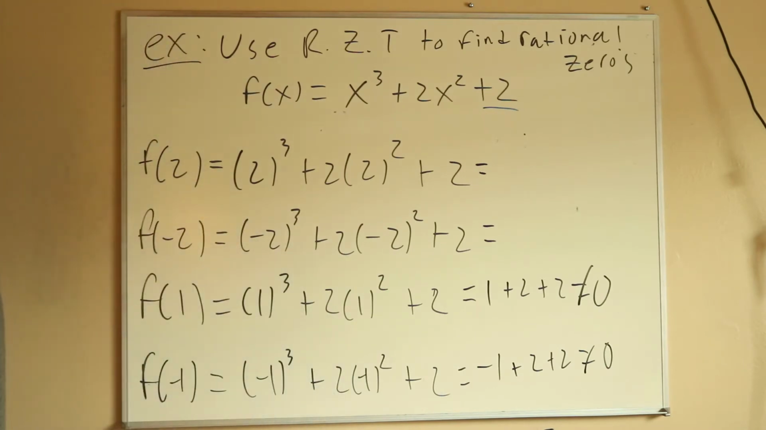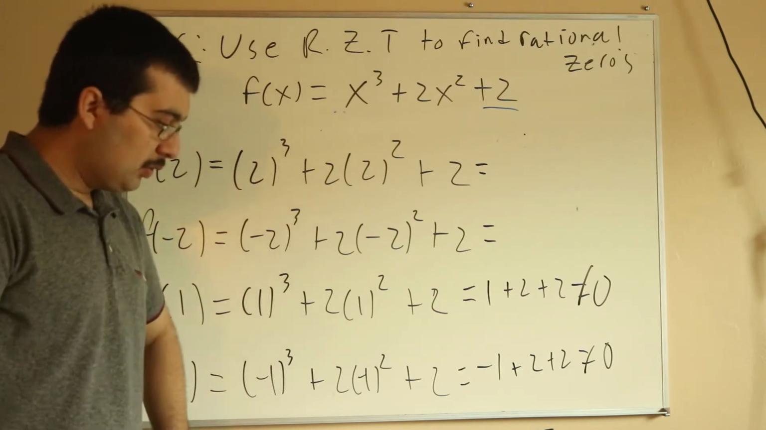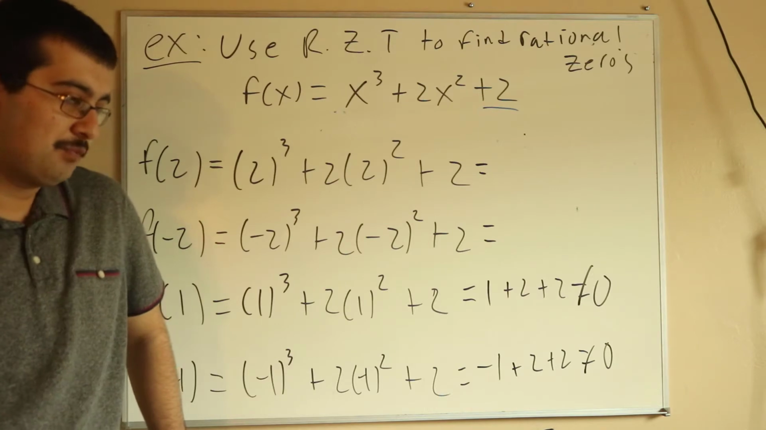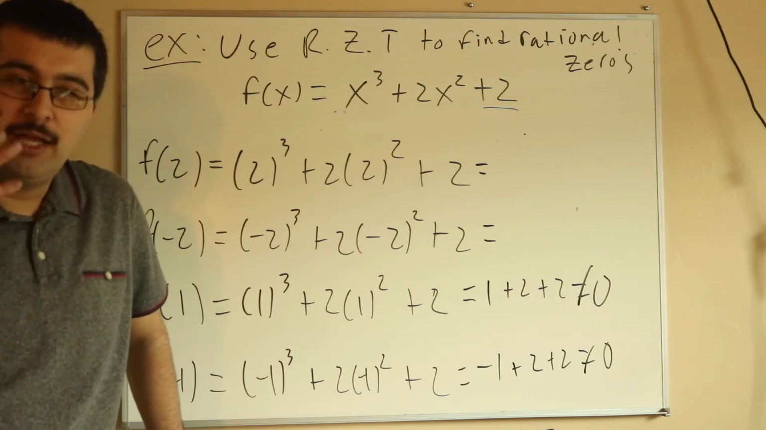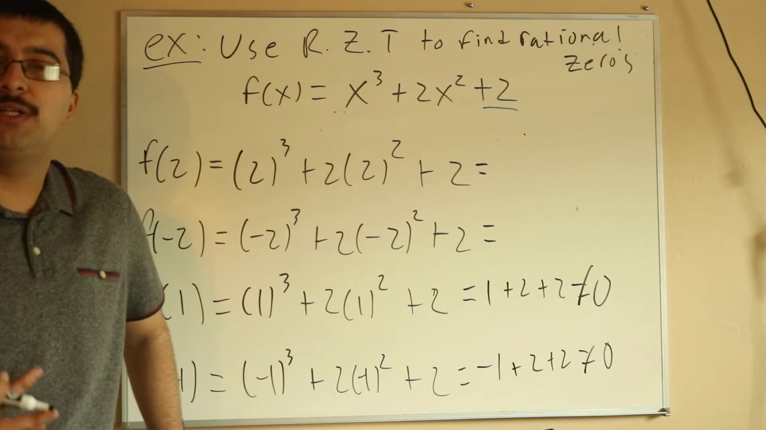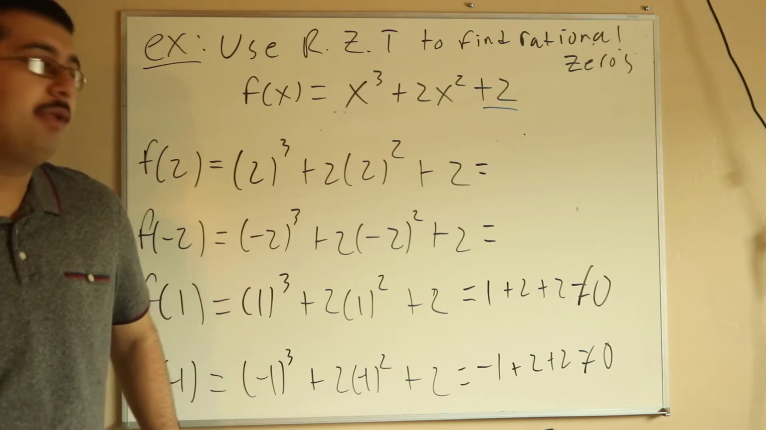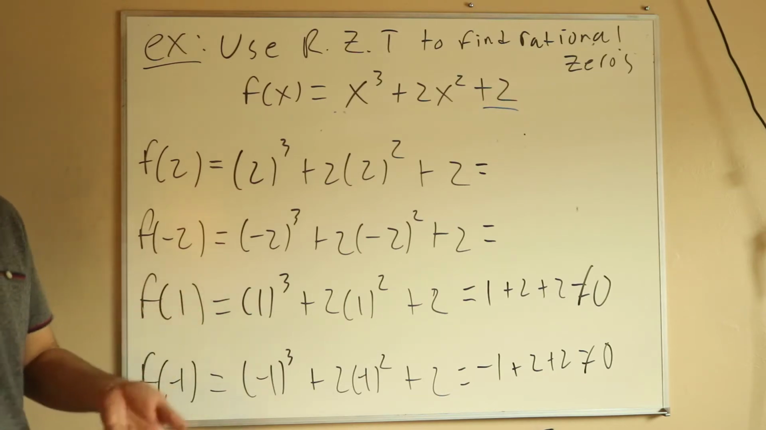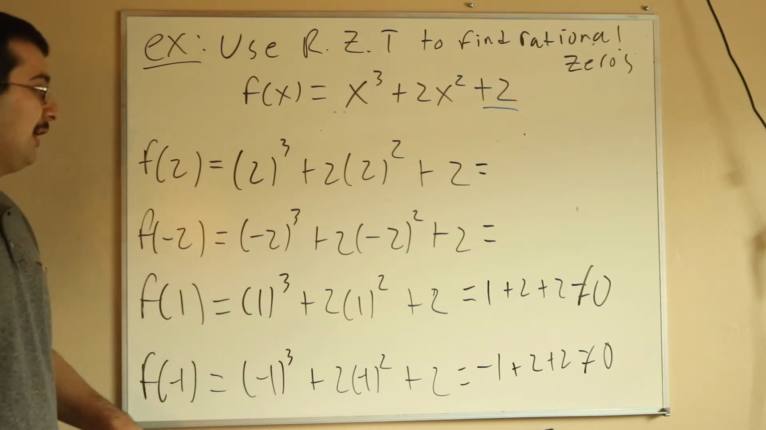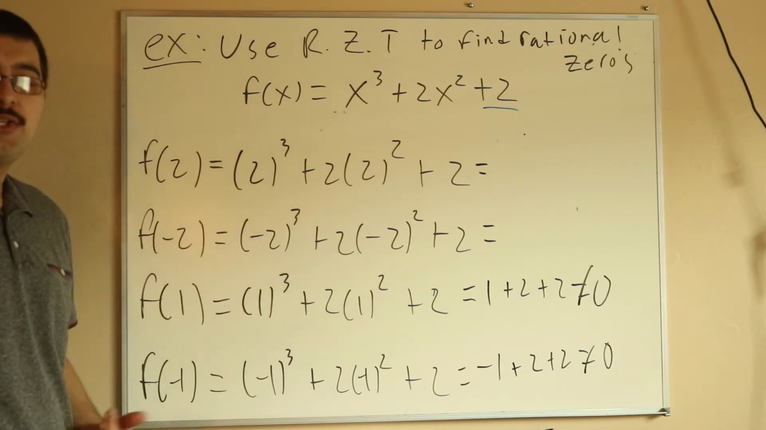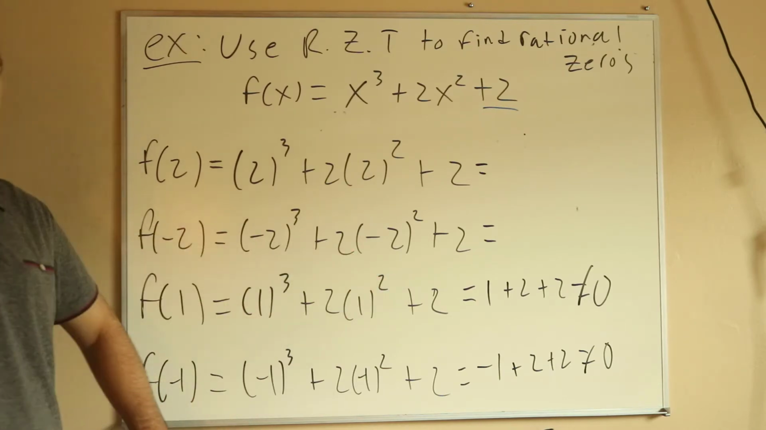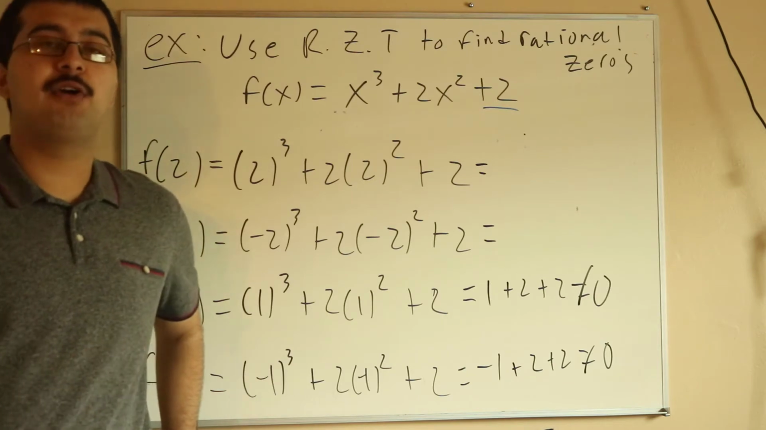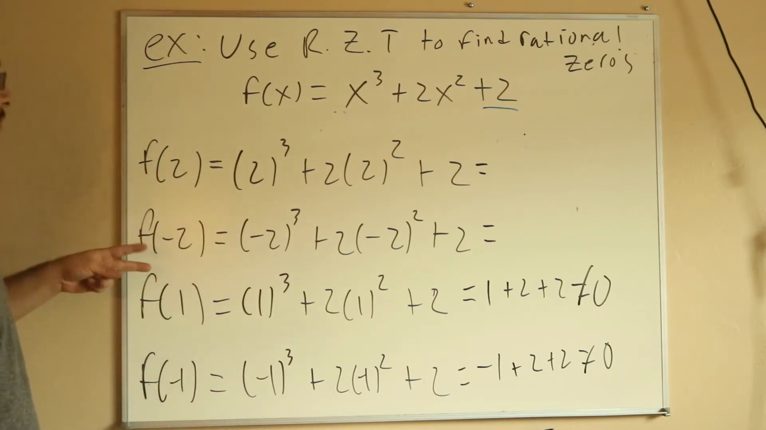All right, now let's try the 2 value. Okay, so we have 2 cubed plus 2 times 2 squared plus 2. Now, before we start calculating, I'm going to take a step back and just think about it. What are we trying to do here? What is our goal right now? Well, our goal is to evaluate our function at these 4 numbers and see if it equals 0. We did 1 and negative 1 already, and we saw that it doesn't equal 0. So that already tells us that 1 and negative 1 are not rational zeros. These are not zeros for our function. Okay, so now we're about to do the 2 and negative 2.